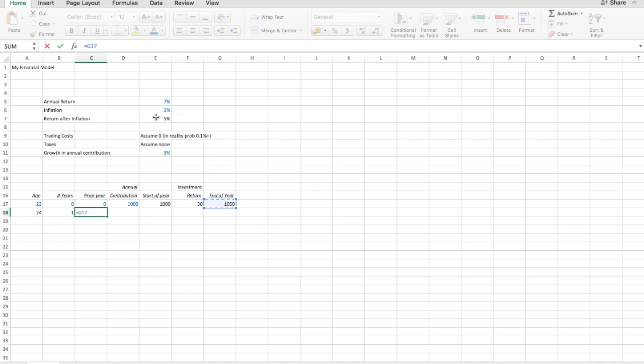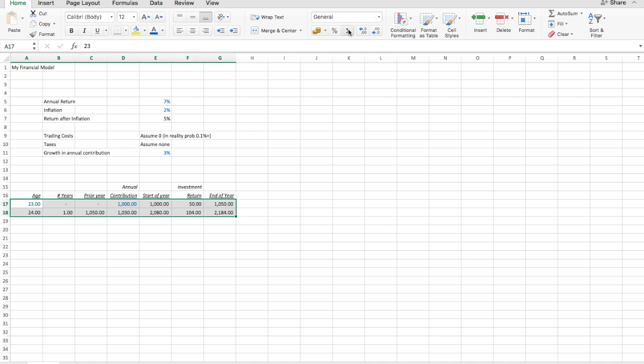You have a contribution, which we said was going to grow by, in this scenario, 3%. The start of the year then is again the same formula. We can copy the formula down. The investment return, this E7, is a constant, so we can copy that down, and the end of the year number is a constant. The annual contribution is also a constant. So that's that. Now let me do another bit of formatting stickler. Now it's comma separated, which is helpful when the numbers get bigger. So now we can copy this down.